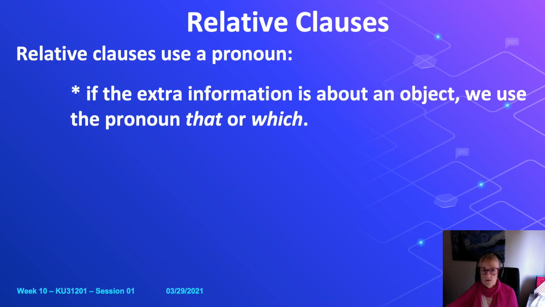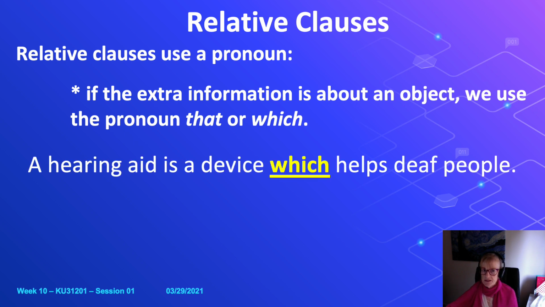If the relative clause is giving us extra information about an object, we use the pronoun that or which. So in the sentence that we used earlier, a hearing aid is a device which helps deaf people. So the pronoun we've used there is which. It's the one in yellow with the underlining. A hearing aid is a device which helps deaf people.